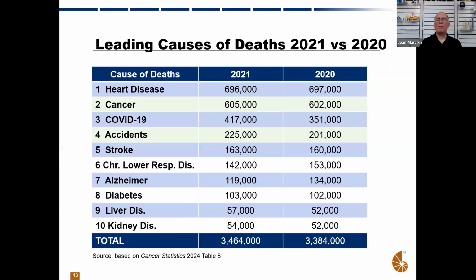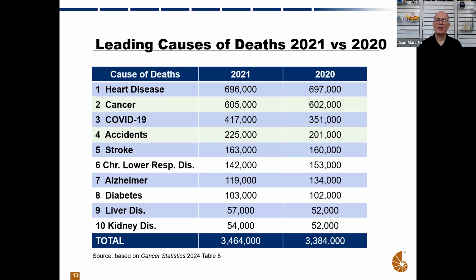So to take a big perspective on cancer, I like this slide, although it's not the most recent, because it shows a couple of things. First, heart disease is still the number one, with about 700,000 deaths a year. Cancer is number two. I mentioned in 2024, we expect 612,000 deaths. It's not that different from 2021 and 2020 as well. Here, the big change, of course, is COVID with a huge number of deaths.